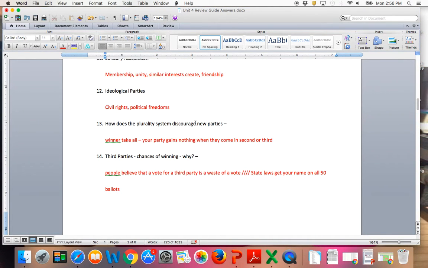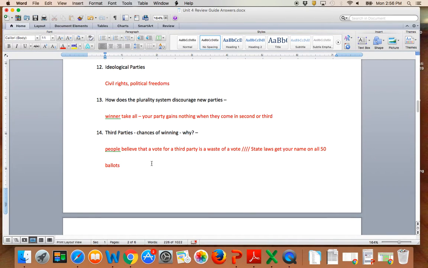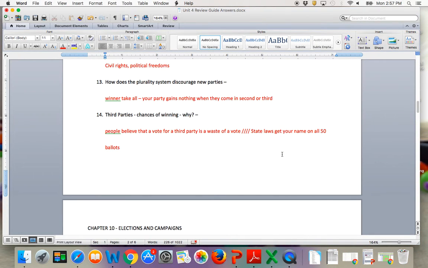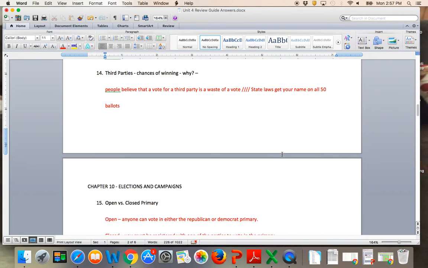The plurality system discourages new parties in our system because it's a winner-take-all. You don't get anything for second or third place. So again, it's two people, usually two parties competing for first. Chances of winning a third party, very, very slim. Some people believe it's a waste of a vote. Again, state laws, sometimes you have to get so much of a vote to get your name on the ballot, so it's hard to get your name on all 50 states' ballots.